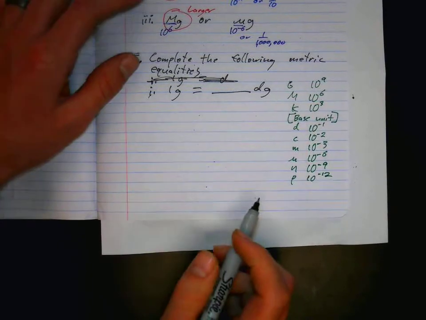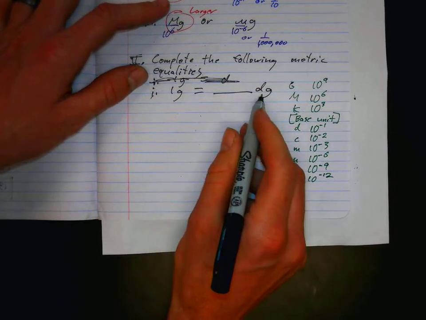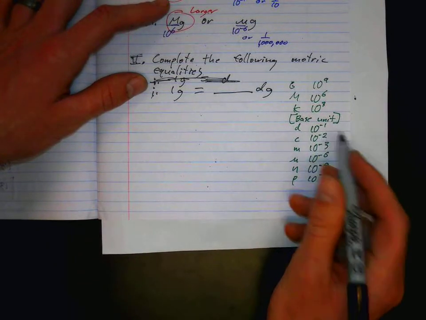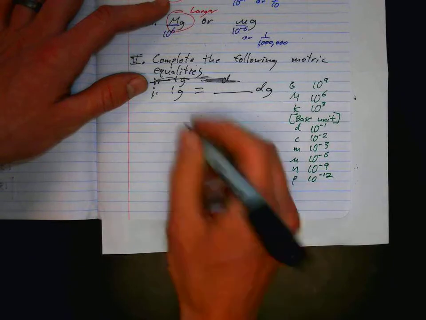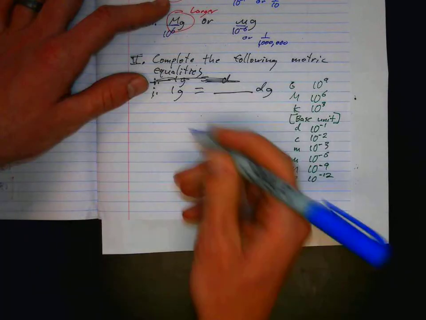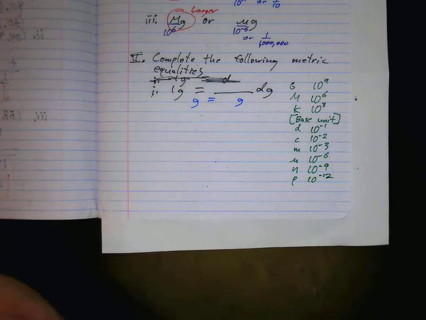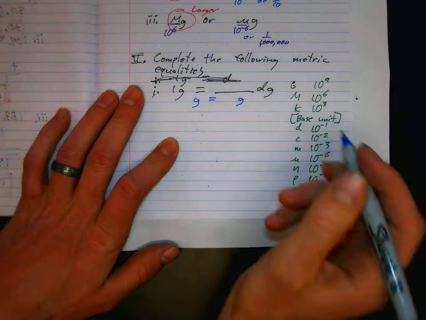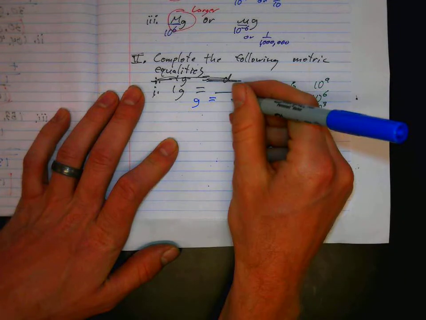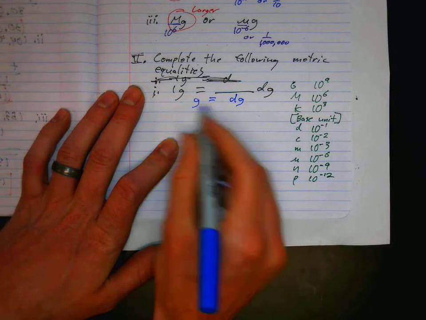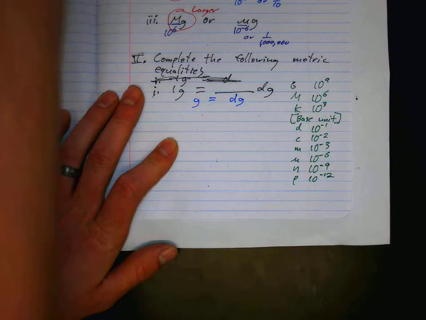So we can use the meanings of the prefixes to write these equalities. All right, so first, we have 1 gram equals how many decigrams? Okay, well, deci is 10 to the negative 1. So let's think about it this way. A gram equals a gram. That is a true statement, of course. Now, a decigram equals how many grams, however. So this is no longer a true statement if I just put the D in there.